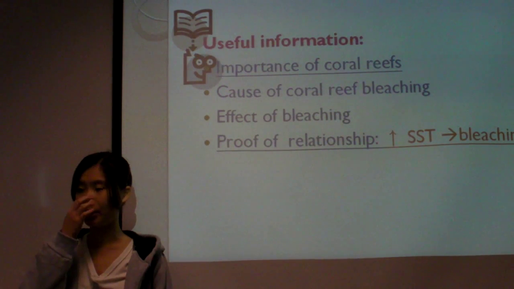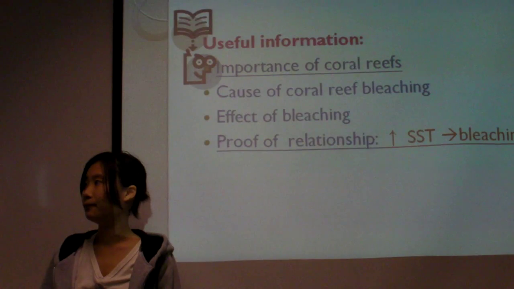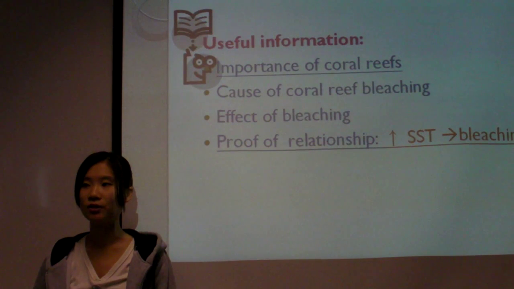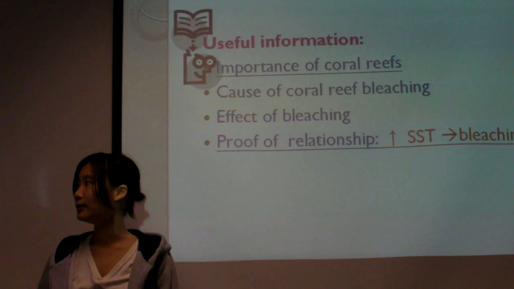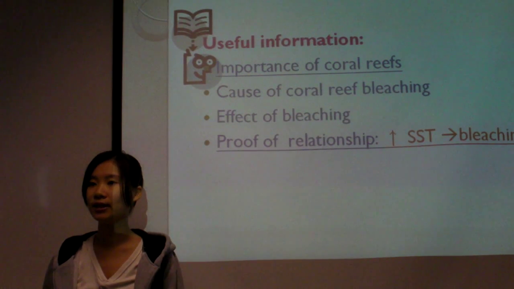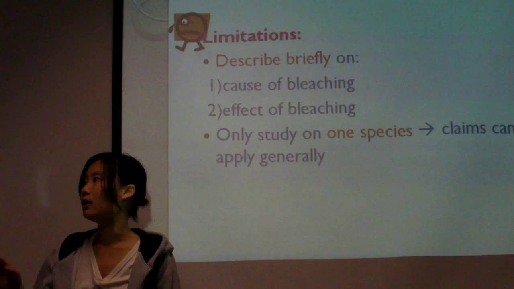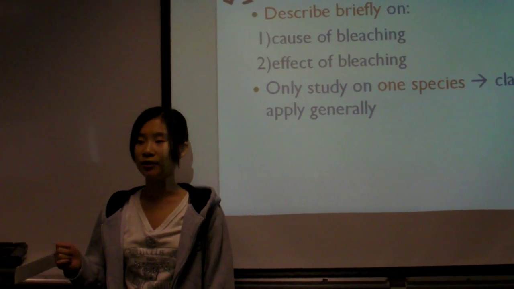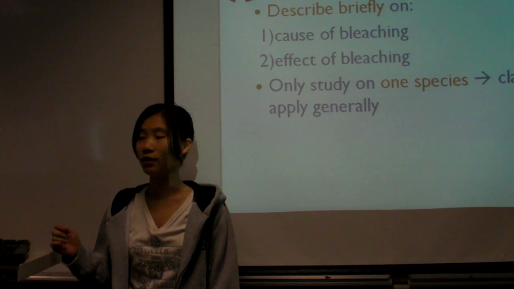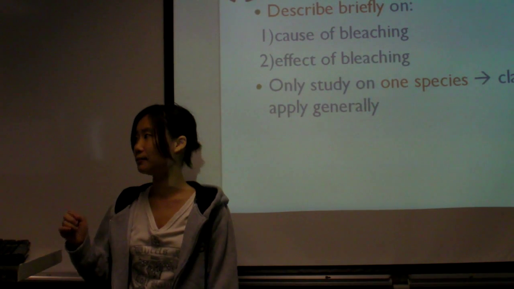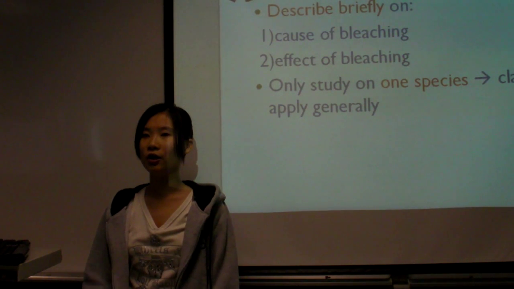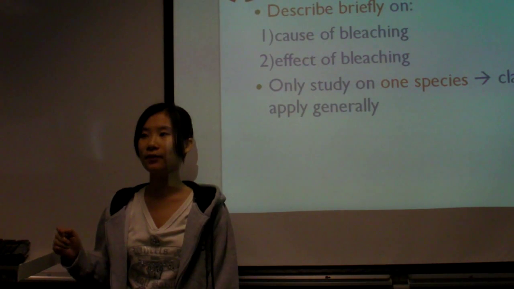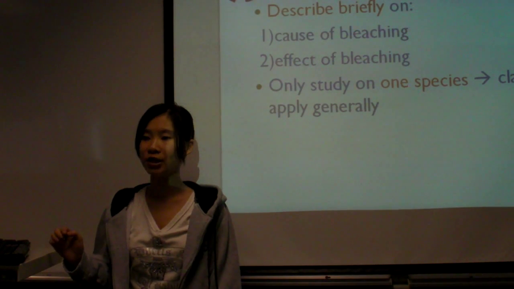This is the useful information extracted from the article. The importance of the coral reef and the proof of the relationship between the rising sea surface temperature and the coral bleaching is the most useful one. However, there are some limitations in this article. There is only brief description for the cause of bleaching and the bleaching effect. Moreover, the author also only studied one coral species, so the claims from this research cannot apply generally.